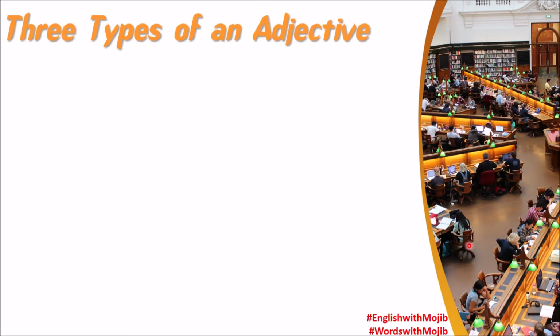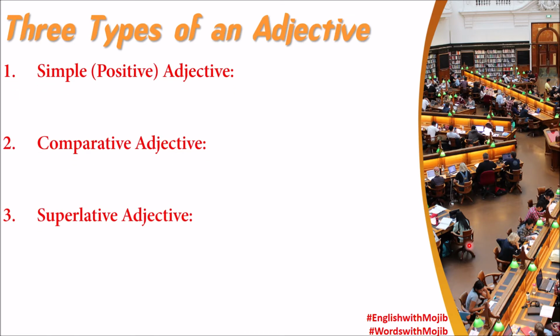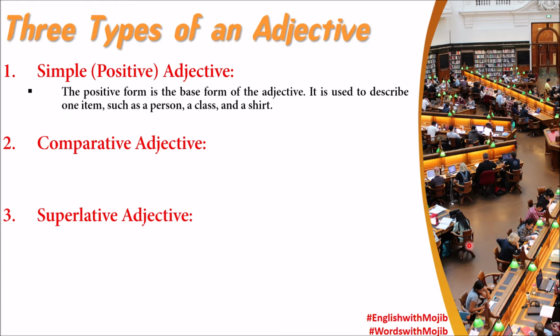Three types of an adjective. Each adjective has three forms. First one is simple adjective or positive adjective. This positive is not the opposite of negative. It has another meaning. Second one is comparative adjective and third one is superlative adjective. So, the positive form is the base form of an adjective, the simplest form of an adjective. It is used to describe one item, such as a person, a class, and a shirt. So, a simple adjective talks about one item, like a person, a class, and a shirt.